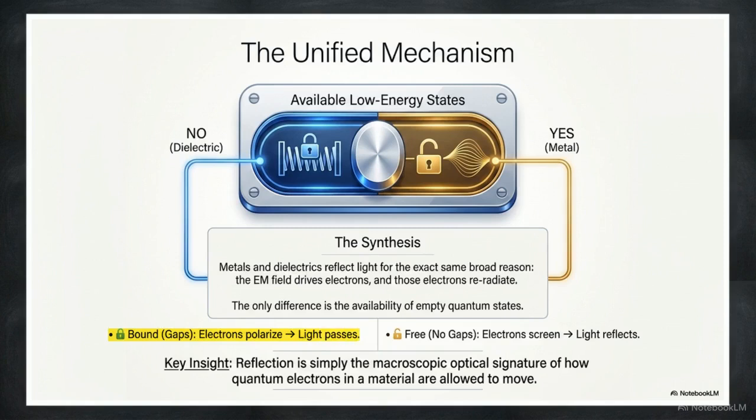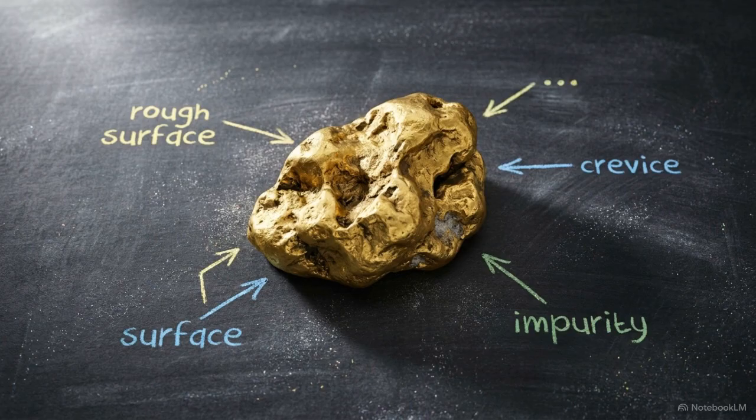Bound electrons polarize and let light pass. Free electrons screen and force light to reflect. But real metals are rarely perfect reflectors. We can see this in the specific color of gold.